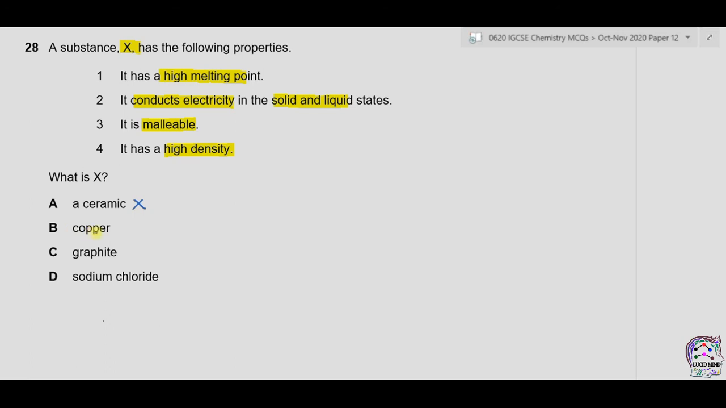B is copper. Copper is a metal and metals have high melting and boiling point. Good conductors in solid and liquid states. They are also malleable, which means they can be made into sheets, and they also have high density. So B could be correct. C is graphite. Now graphite also has high melting point. It can conduct in solid and liquid form, but it is not malleable. D is sodium chloride. It has high melting and boiling point, but sodium chloride is a bad conductor in solid state as the ions are not free to move. The correct answer is therefore B.